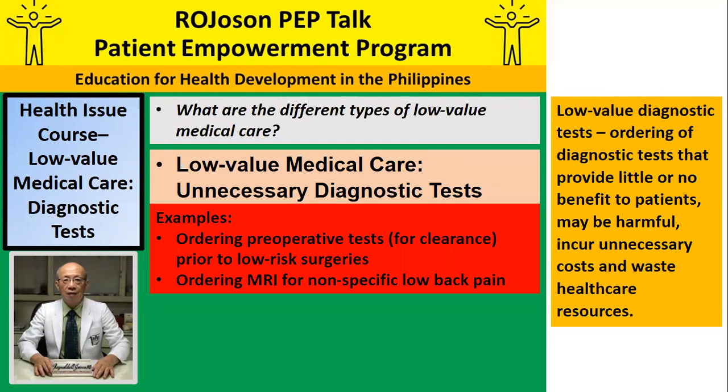Okay, that's the habit, the practice of a lot of doctors in the Philippines as well as abroad, prior to low-risk surgery. Low-risk means that it's a surgery that will not carry a significant risk in terms of extent of the operation. Then another example is ordering MRI. Because of the advent of MRI, it's so popular. Even PET scan is also popular. It's being abused. So in this particular example, ordering MRI for non-specific low back pain.